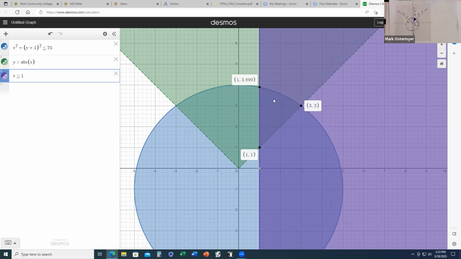So did anybody get that for the solution set for this entire system? This little wedge piece here? Yes, and that would be it right there. Any point in here would be a solution to all three inequalities.